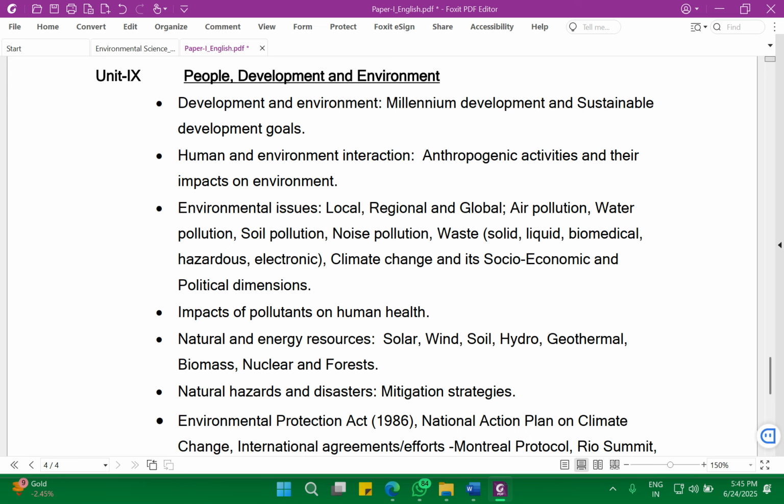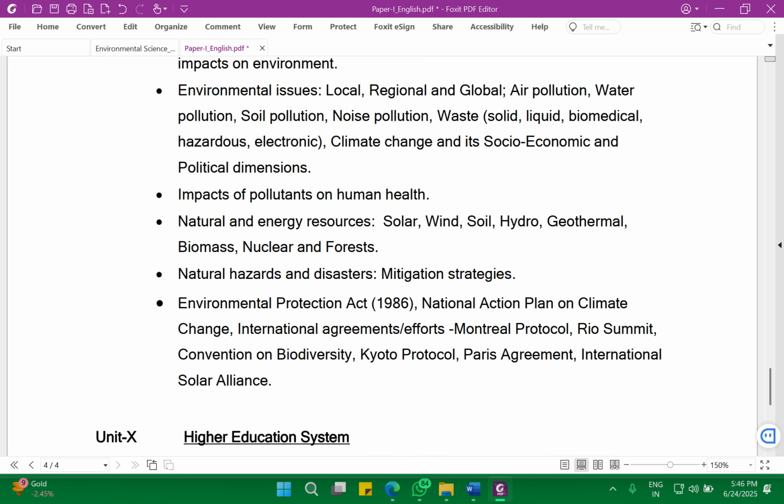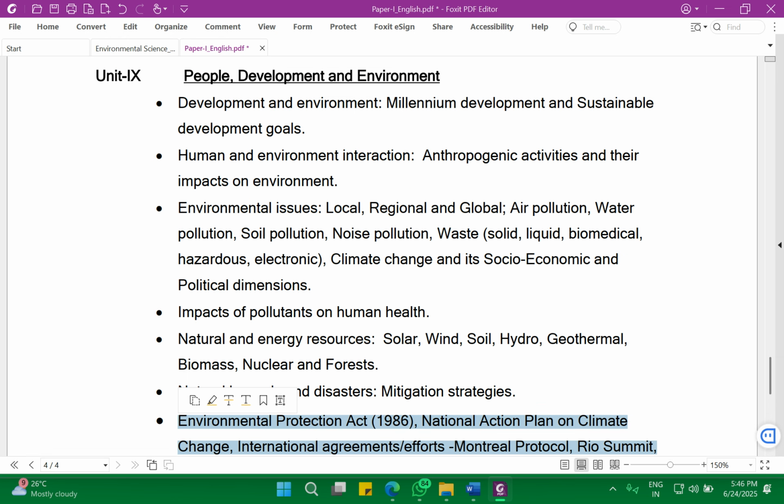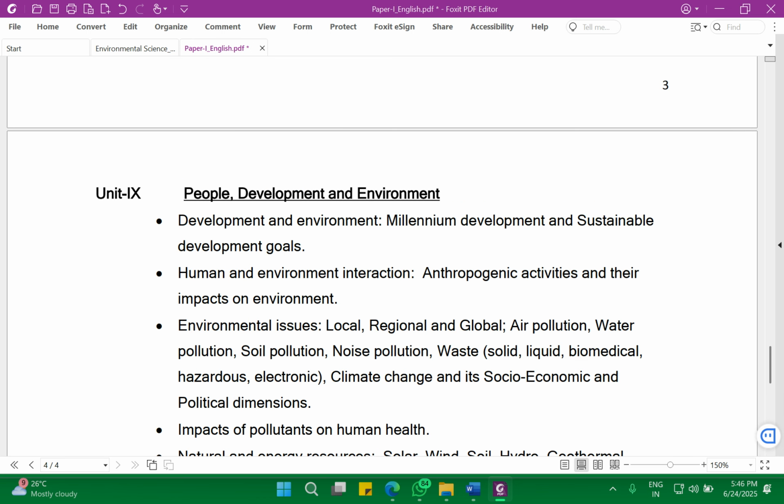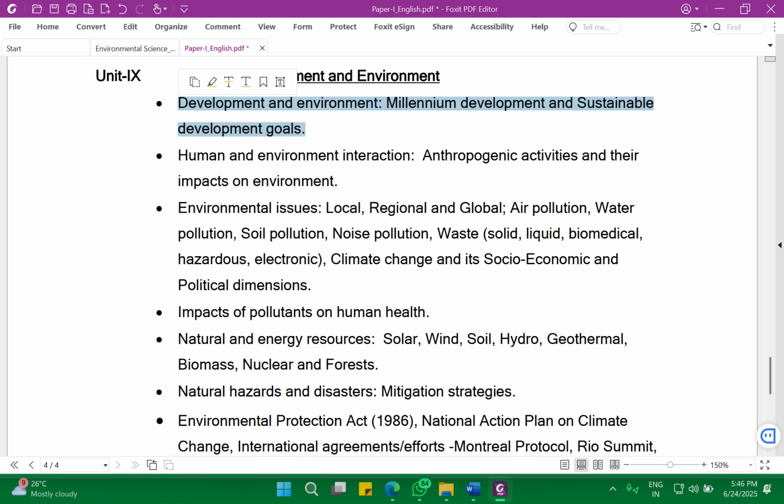And next one is people, development and environment. Mostly you will be studying this in paper 2. This unit is mostly studied in paper 2. These things are all coming in unit 10 of paper 2. This is coming in, I think, unit 4 or 5 in canonical. It is unit 2 in canonical chemistry, and only this thing you need to read in this unit 9, because the other things are covered in paper 2. So millennium development goals and sustainable development goals you need to note.